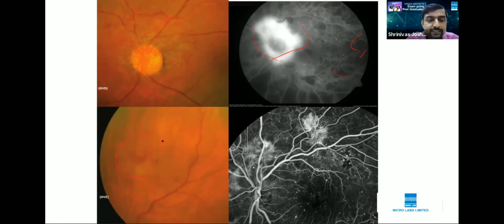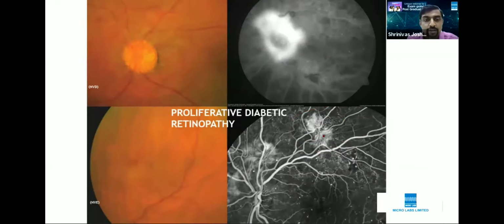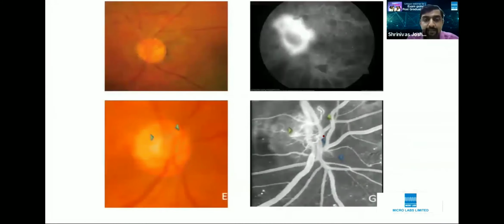And what is this? You can definitely see a clinical picture is given here. And here you can see there is increase in the late phase of the angiogram. There is a leakage of this. What is this? This is the NVE. Now, coming to this, what is this? Again, NVD.